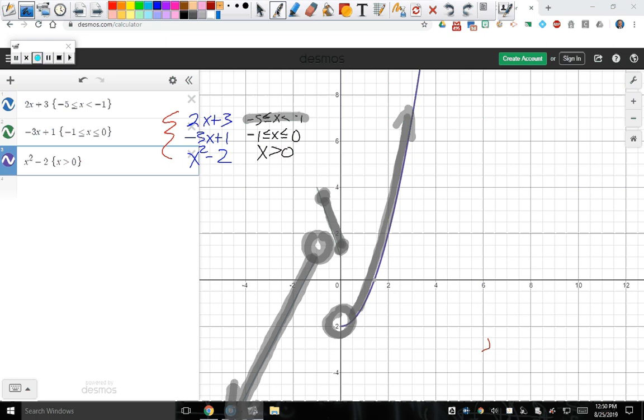Alright guys, now you have an example of how to do this by hand. I showed you how to also use the calculator to help and also to check your answer. And last but not least, I showed you how to use Desmos to check them when you're at home.